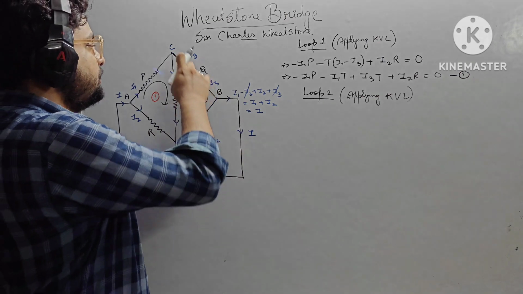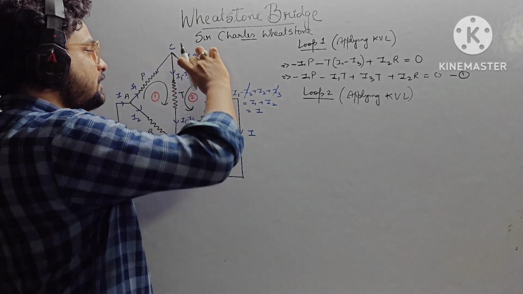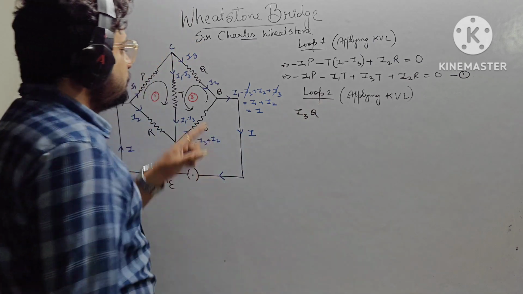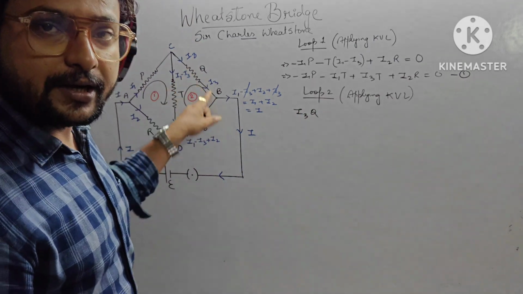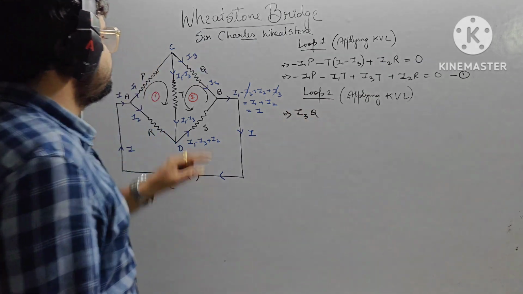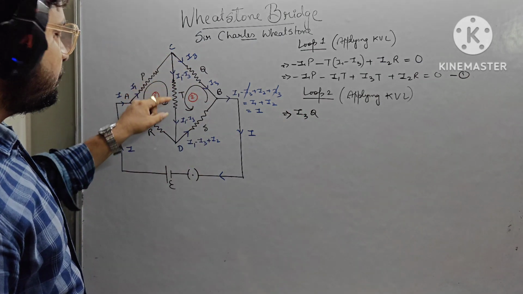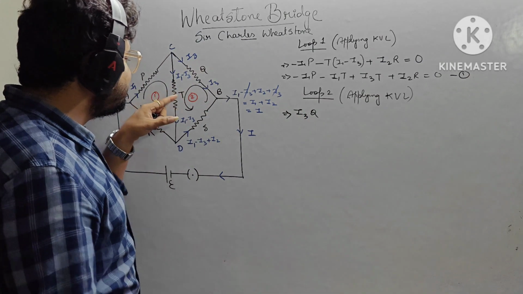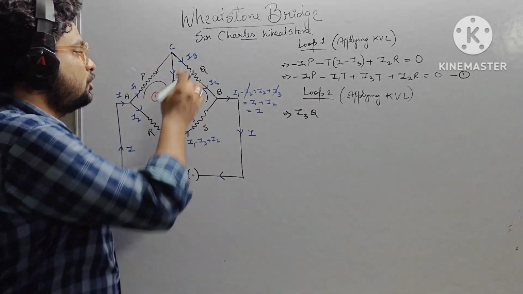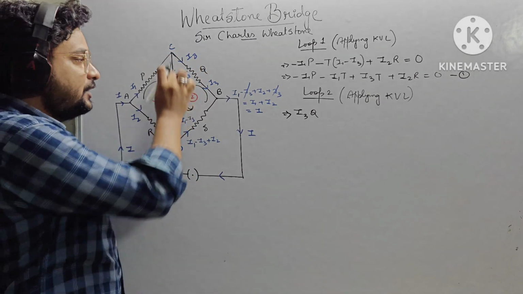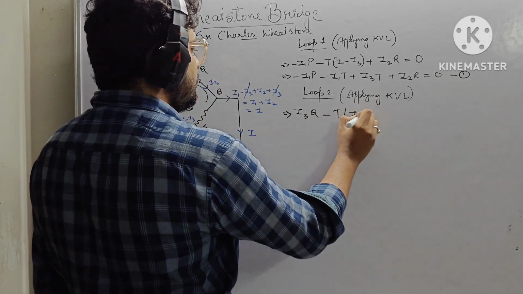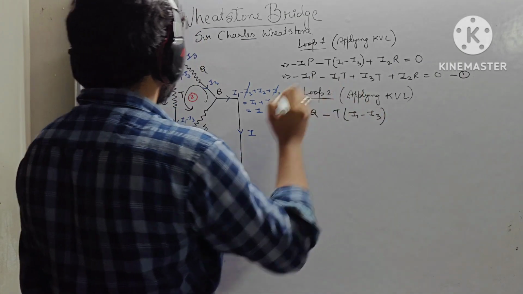Okay. So in this branch, current is I3 and resistance is Q. So I3 into Q. You see over here we are going up the current. Up the current means positive, so plus. Now again we will be coming over here. Over here the potential difference is T into (I1 minus I3). But over here we are going down the current. Down the current means minus. So minus T into (I1 minus I3).